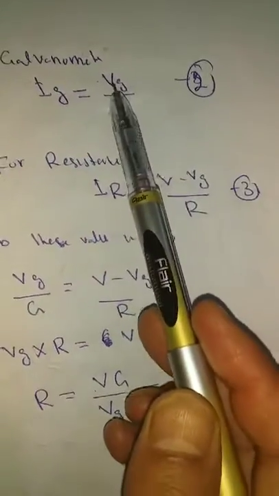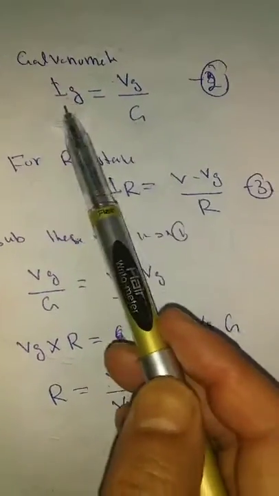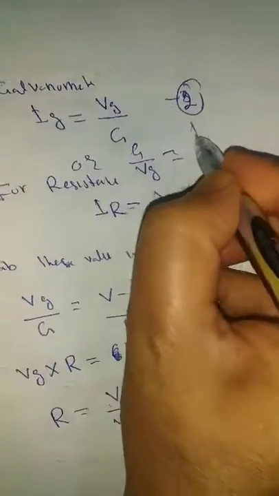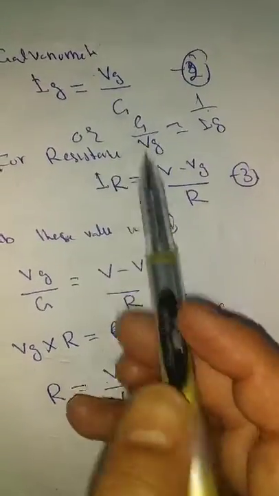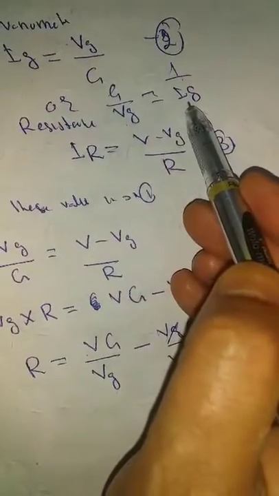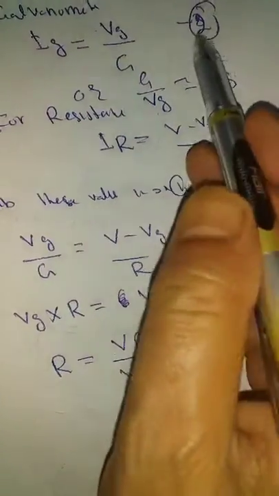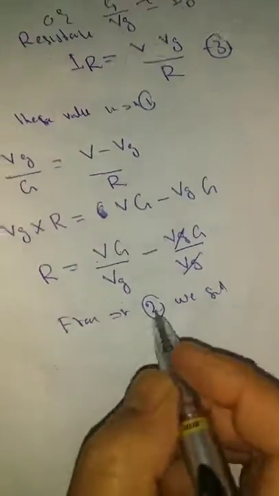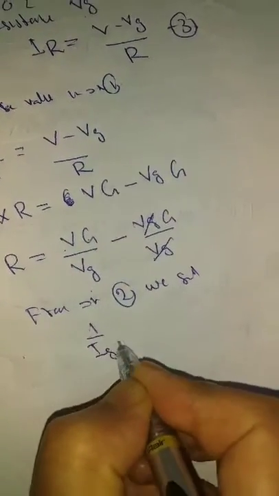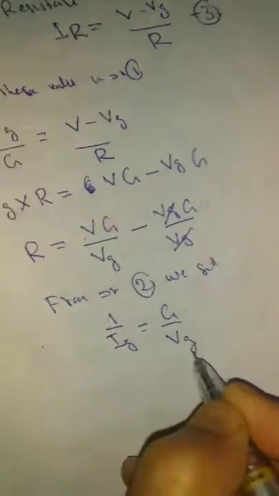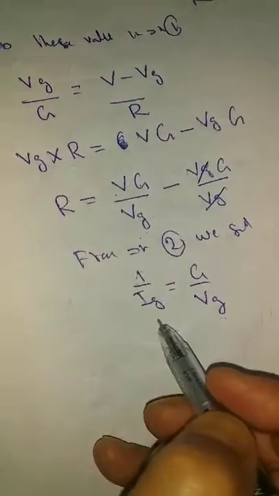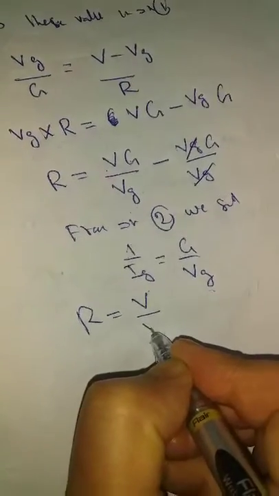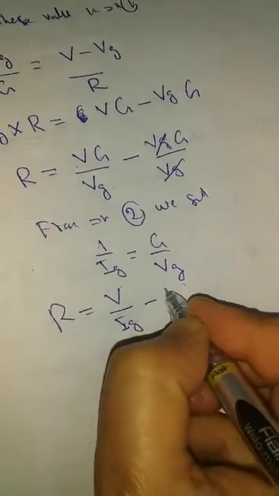If you look at equation second, Vg divided by G is equal to Ig, and here I will write G divided by Vg, which is the inverse, that becomes 1/Ig. From this we can substitute the value: instead of G by Vg, I can write 1/Ig, from equation second, which gives Ig is equal to Vg divided by G. Therefore the above equation becomes R is equal to V divided by Ig minus G.